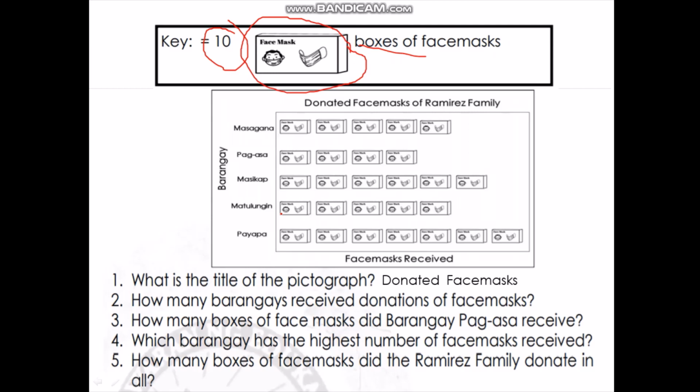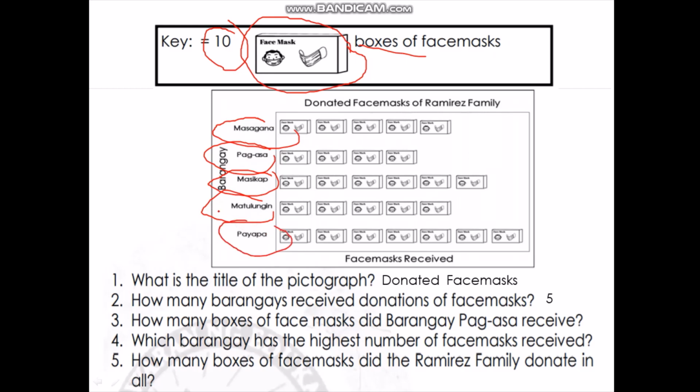Number 2, how many barangays receive donations of face masks? Times up. The correct answer is 5. Why 5? Because we have Barangay Masagana 1, Pag-asa 2, Masikap 3, Matulungin 4, Payapa 5.